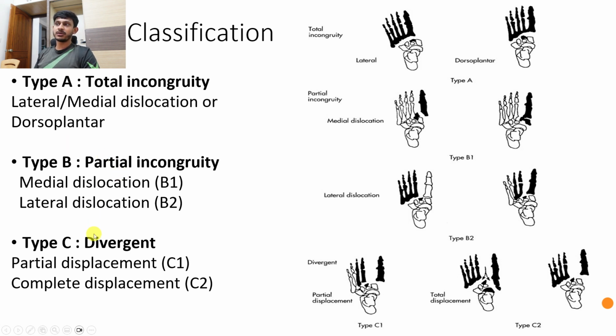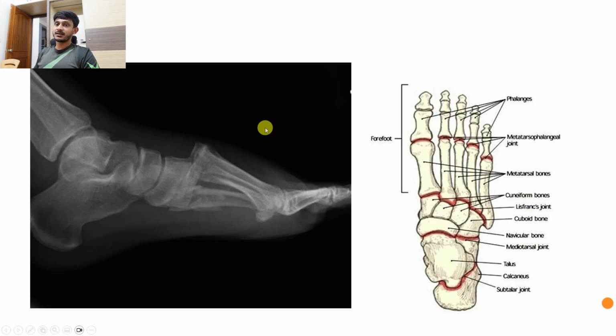So, total incongruity, what that means is, if we have the first, second, third, fourth, and fifth metatarsals and we call them rays, all five metatarsals displace either laterally or medially or in the dorsoplantar direction, either dorsally or plantarly. What I mean is, as you can see here, the metatarsals are displaced dorsally. So all five can displace either dorsally or plantarly also.